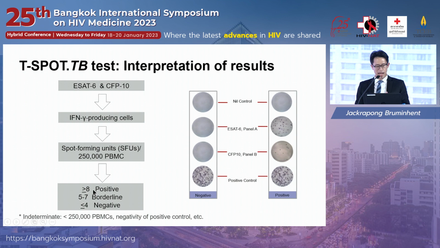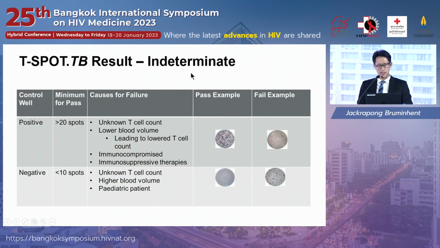And if there are 8 or 4 spots from either circle, after stimulation with ESAT6 and CFP10, it's going to be positive or negative based on this number. So this is the example of the indeterminate, as I mentioned. If there's a positive control, it needs to have more than 20 spots. If it's negative, it has to be less than 10 spots. For some reason, if this doesn't fit, this test is going to be indeterminate, and you probably have to recheck that again.